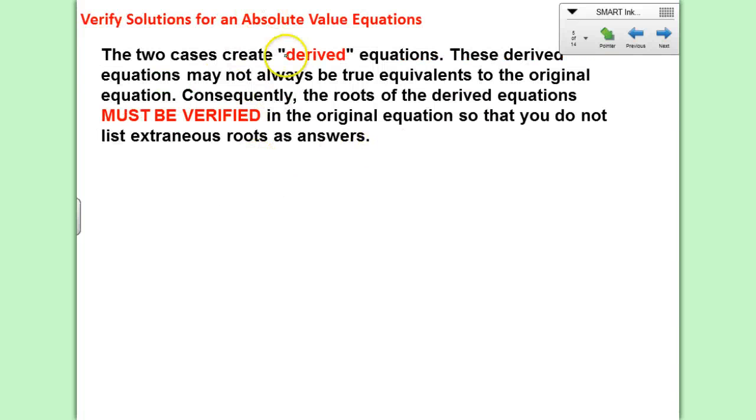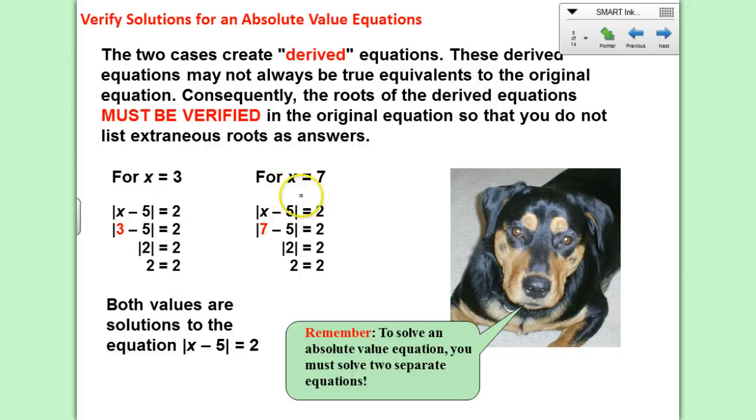These two cases are called the derived equations, but you still have to verify your answers to see if there are extraneous roots. So I plug in x equals 3. Does it work? Yes, it does. 2 equals 2. Nice. I check to see if 7 works, and it does. x equals 7 gives me 2 equals 2. Good. Both of these values work. That makes you happy. And then we can move on to our next question.